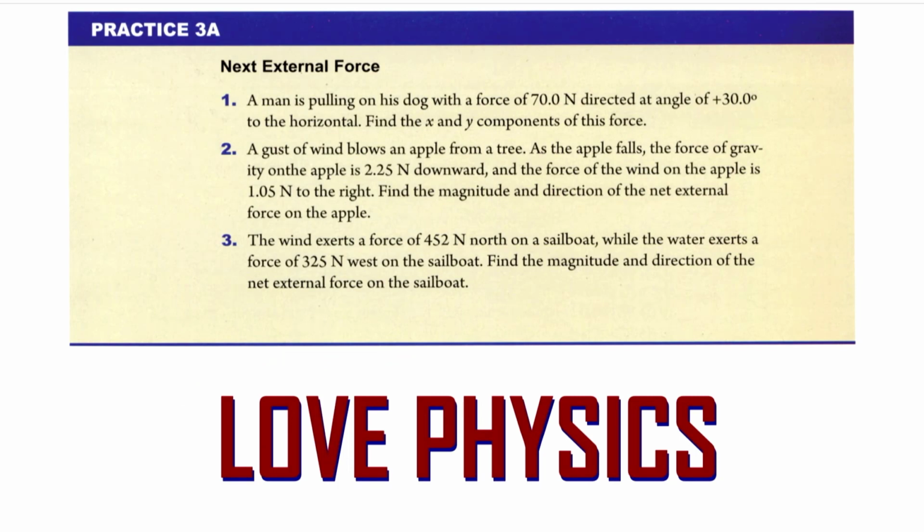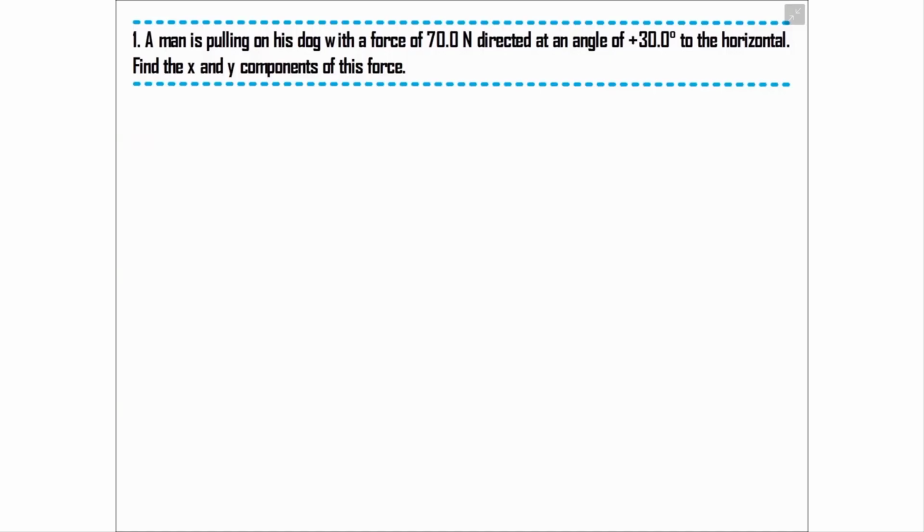Now from here, I will solve some questions. I hope you will understand much better. In this question, it says a man pulling on his dog with a force of 70 Newton directed at an angle of positive 30 degrees to the horizontal. Find the x and y component. So this is the force, which is 70 Newton, the angle here is 30 degrees, and we have to calculate the x and y component of it.